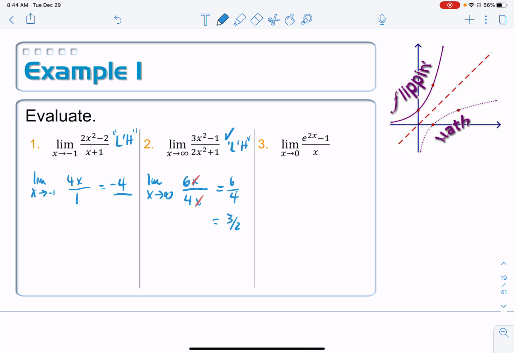Okay, so one last one. We have that 0 over 0, which was a check for L'Hopital's rule once again. So now I take the derivative of the top, take the derivative of the bottom, limit as x goes to 0. I would have 2e to the 2x over 1. Direct substitution here. I have 2e to the 0 power, which is just 2. Yes, yes, and yes.